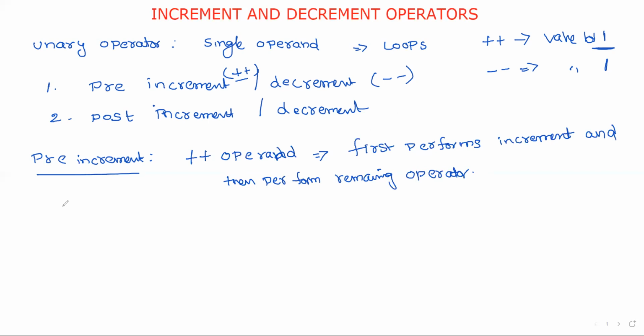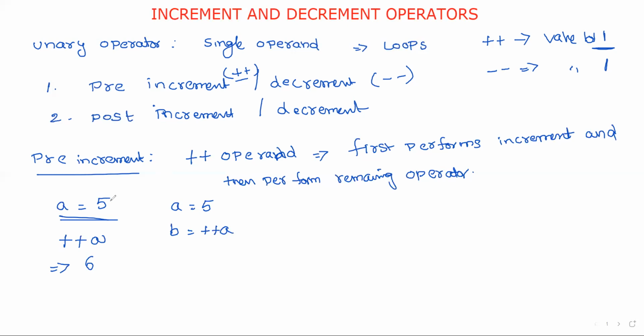For example, assume A is equal to 5. First, I will explain the simple thing. Plus plus A. What is the value of A? The value of A is incremented by 1, that is 6. Suppose, same example in a different manner, A is equal to 5, B is equal to plus plus A.